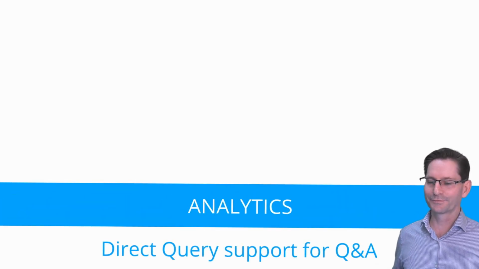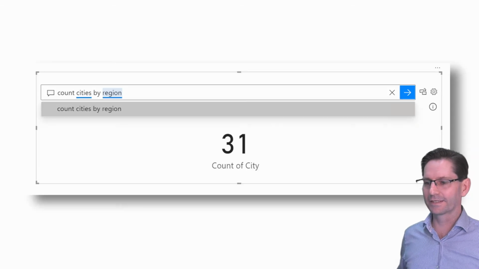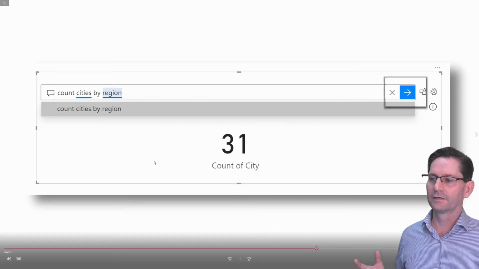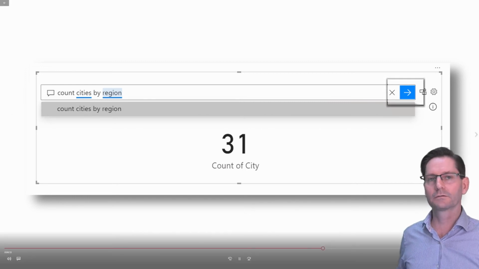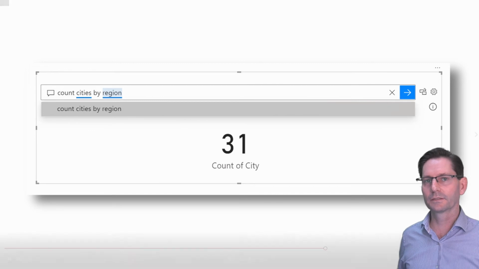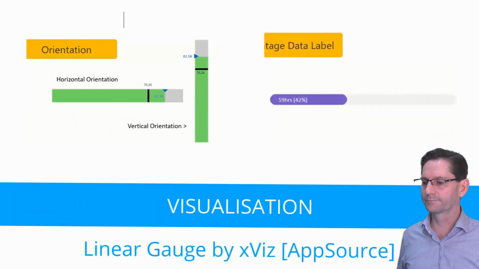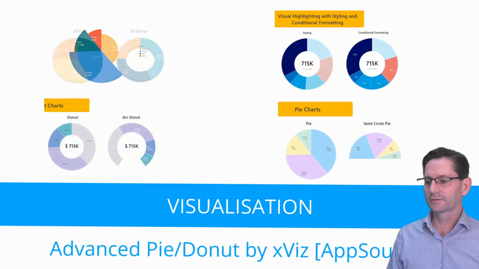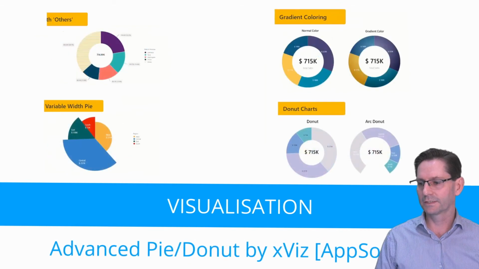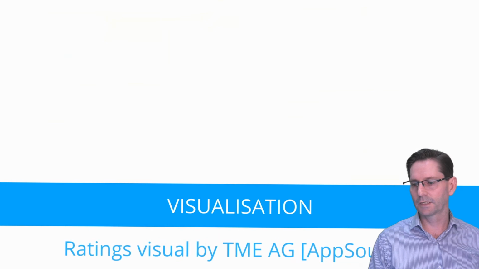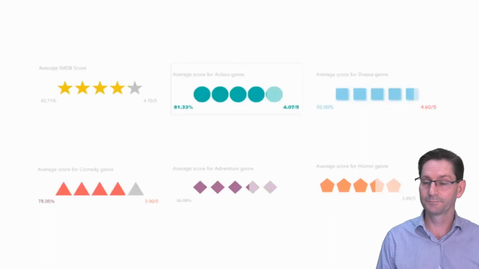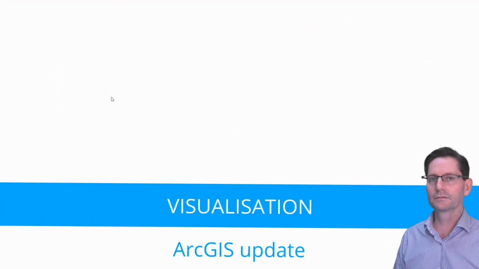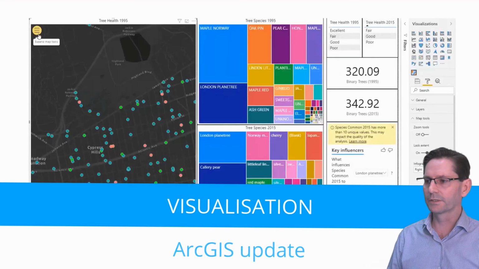Direct Query support for Q&A. Q&A now supports Direct Query, but there is an apply button, so this will avoid burdening the source system with constant queries. Some visualizations, very exciting, quite a few there as we can see, by XViz and updates, the rating visual by TME AG. It looks very interesting and it's worthwhile having a look at them. I'll put some links in the description below. But yeah, some really good stuff.